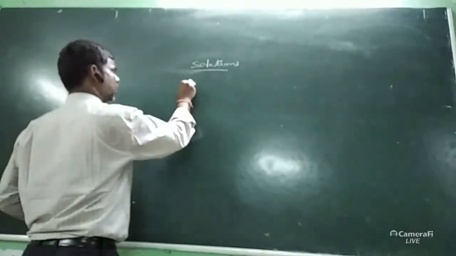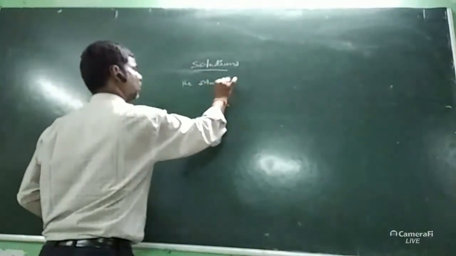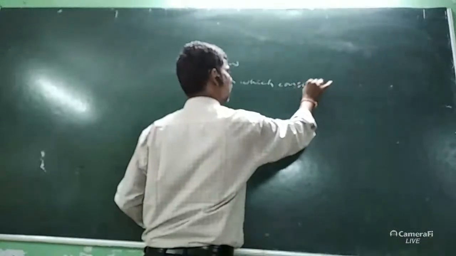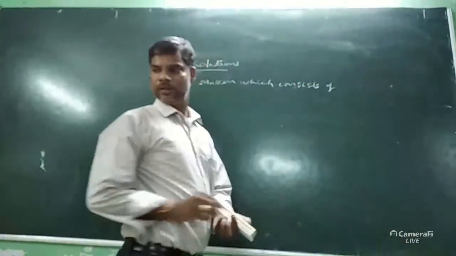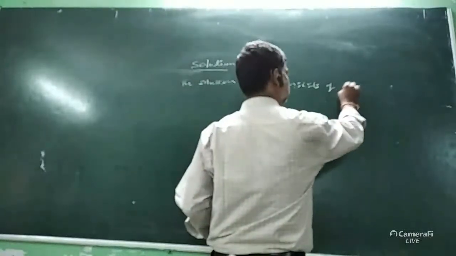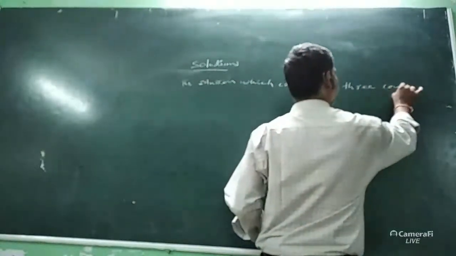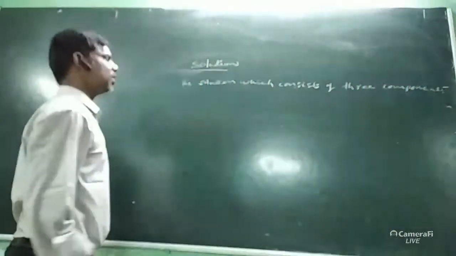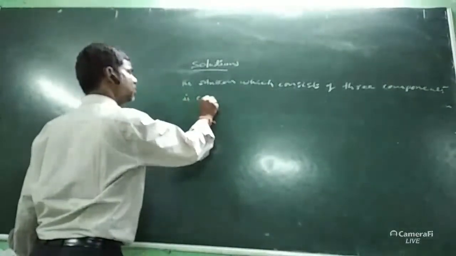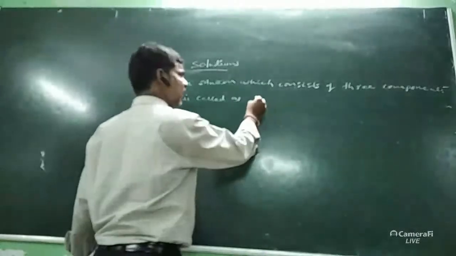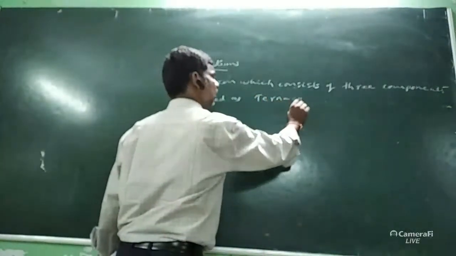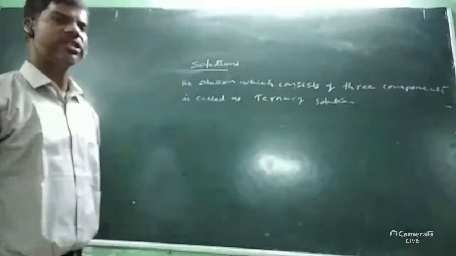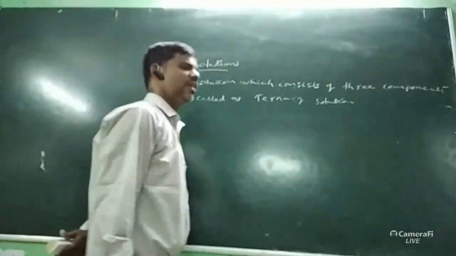Next we have the solution which consists of three components. The solution which consists of three components is called a ternary solution.